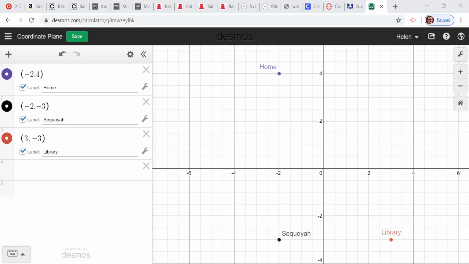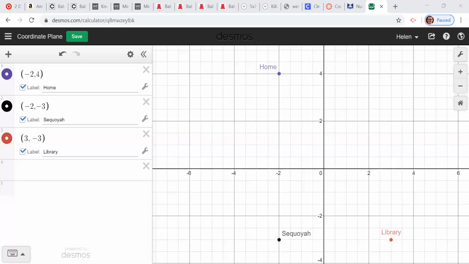1, 2, 3. Oh, excuse me, I'm drawing this really poorly. 4, plus an additional 1, 2, 3. So Sequoia is 3 points away from 0, and home is 4 points away from 0. So to find the total distance between home and Sequoia, we add those two values together and we get 7.